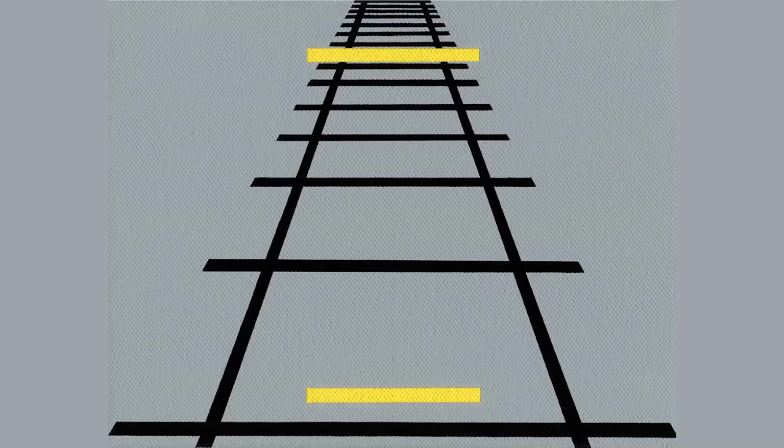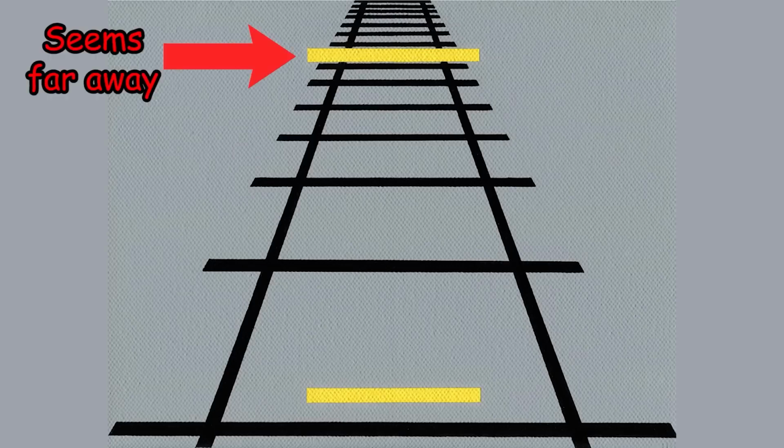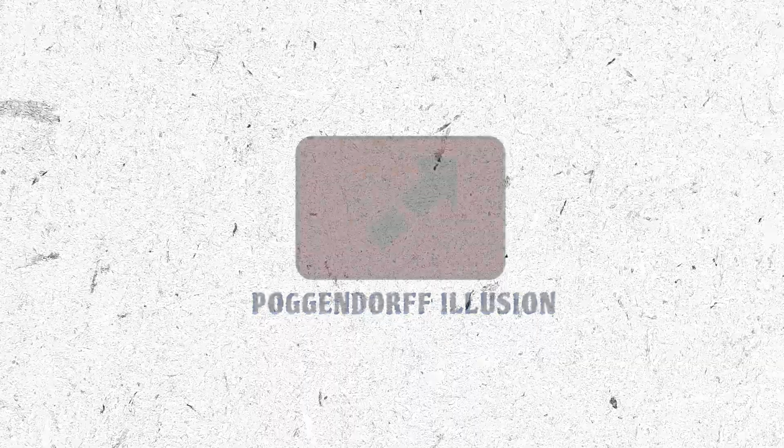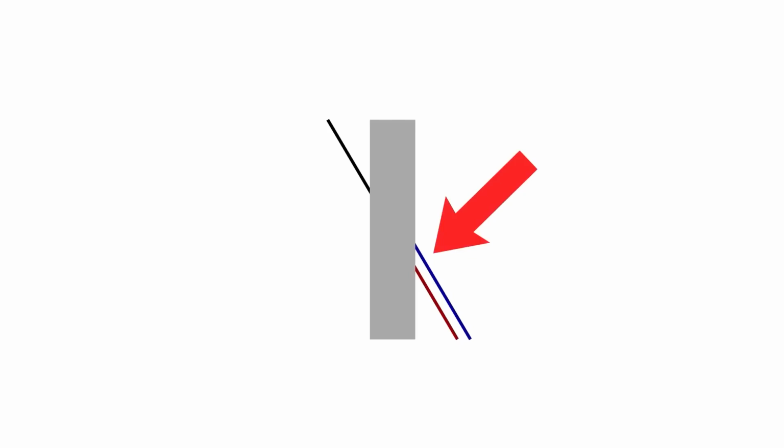Ponzo illusion. The upper line looks longer because we interpret the upper part as receding into the distance. This is caused by the same mechanism that makes us perceive 2D images as 3D ones. Poggendorf illusion. It seems as if the blue line is the continuation of the black one, while it is actually the red one. This is caused by the properties of the obscuring pattern and the nature of its borders.